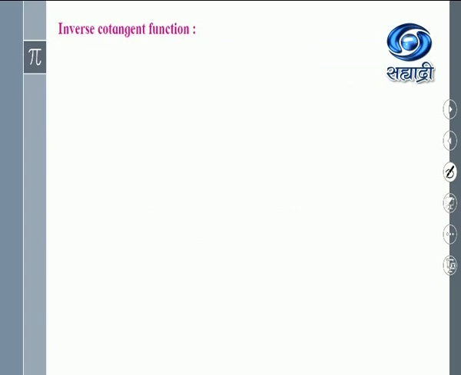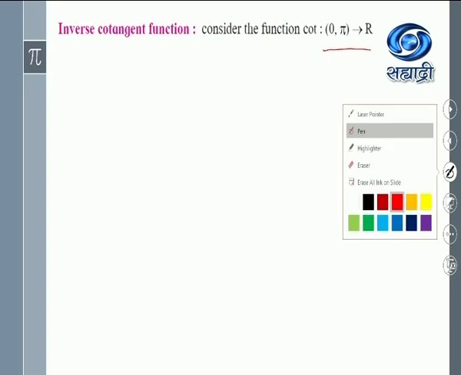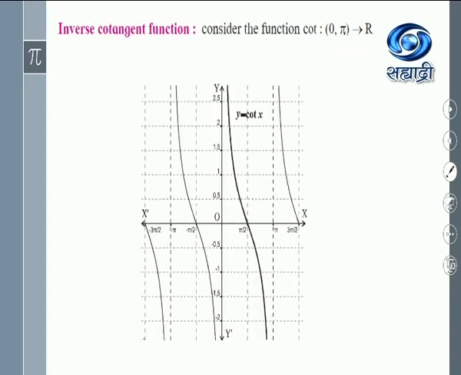Now inverse cotangent functions. Now consider the function cot from the open interval 0 to pi to the set of reals. Here we already restricted the domain, that is, 0 to pi is the restricted domain, and this is the range. Look at the interval 0 to pi. See, this is the open interval 0 to pi, which means you'll have to exclude 0 and pi here.